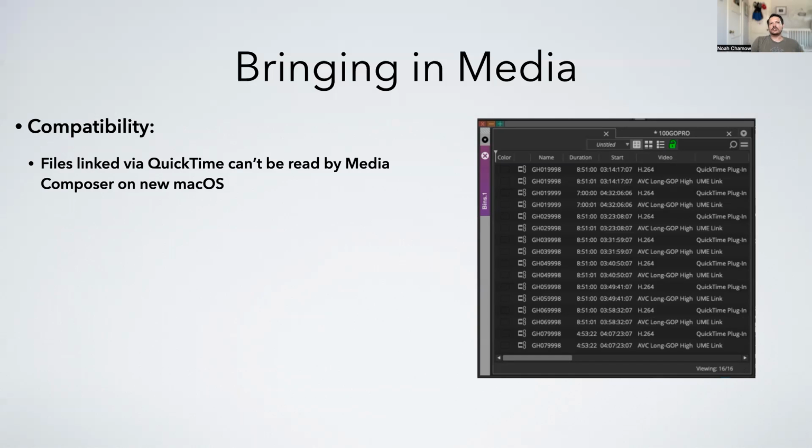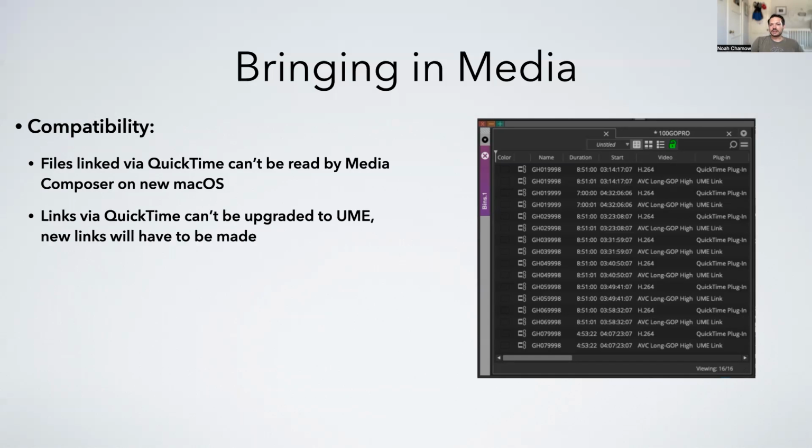If you try to open up a bin on the new version of macOS that has QuickTime links, they will show up in the bin. They will say that they're linked, but they will say media offline. And unfortunately, the links that were created via QuickTime also can't be upgraded to UME. You actually have to create new links to the files. So let's say you get 20 bins that were all linked via QuickTime, and you're on a new Mac and you don't have QuickTime, in order to do that upres, you will have to go through all 20 bins and relink to all of those files.